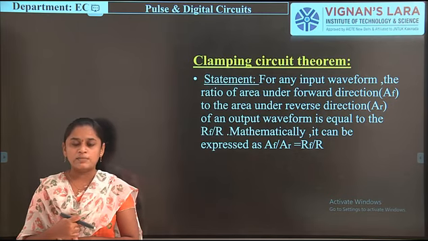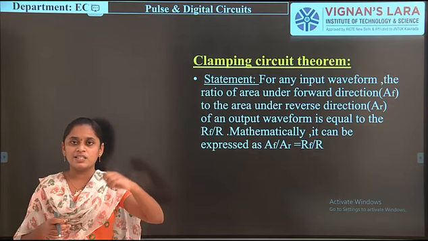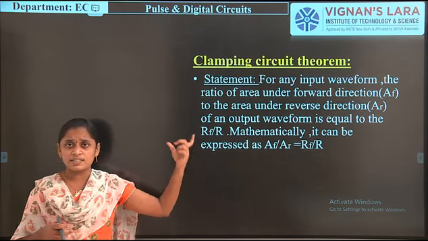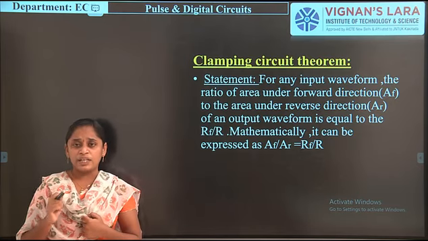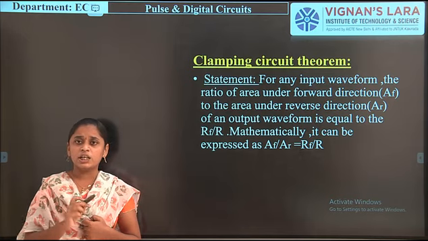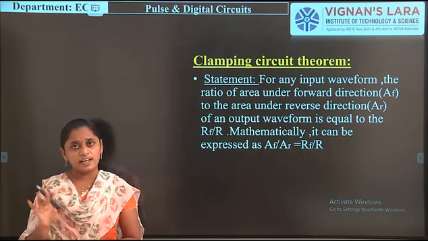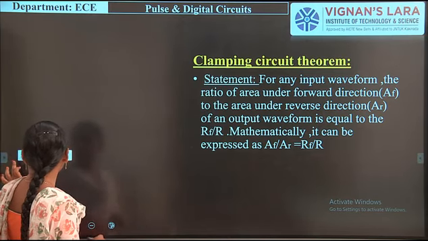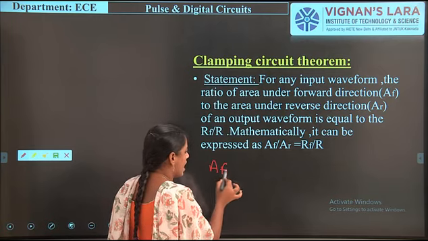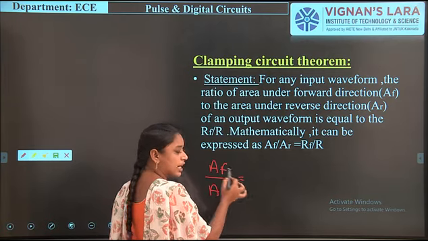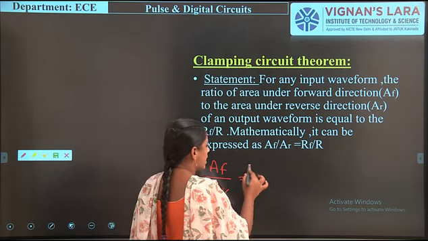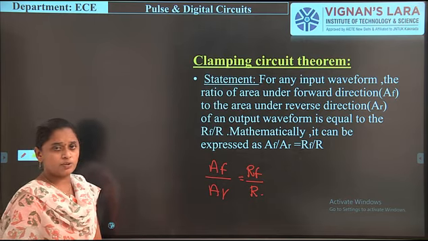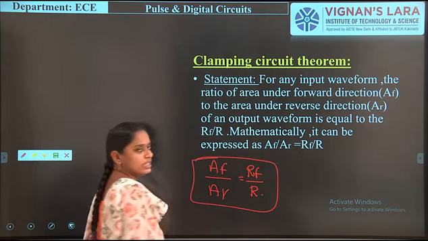When the diode becomes off, the resistance will be the reverse resistance, indicated by RR. Simply, the statement of the clamping circuit theorem is: for any input waveform, the ratio of the area under the forward direction to the area under the reverse direction is equal to RF by RR. So AF by AR is equal to RF by RR. That is the clamping circuit theorem. What is the proof for that? We have to discuss it in this class.